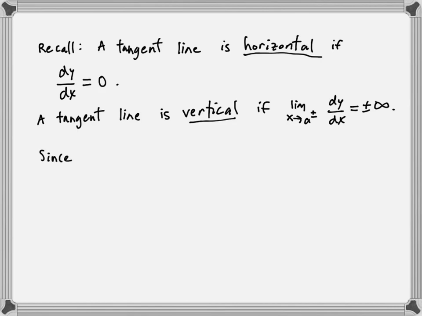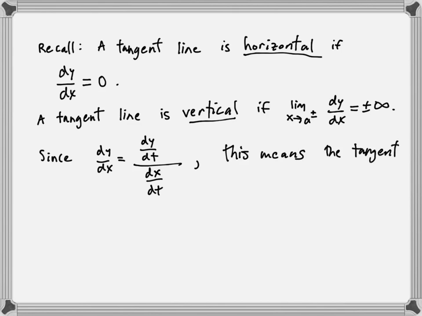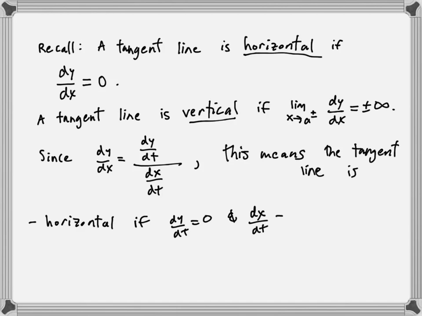But since we have our new formula now for dy/dx, which is equal to dy/dt divided by dx/dt, this means that the tangent line is horizontal if, so let's think, when does this fraction equal 0? It's equal to 0 when the numerator is 0 and the denominator is not. So it's going to be horizontal if dy/dt is 0 and dx/dt is not 0.